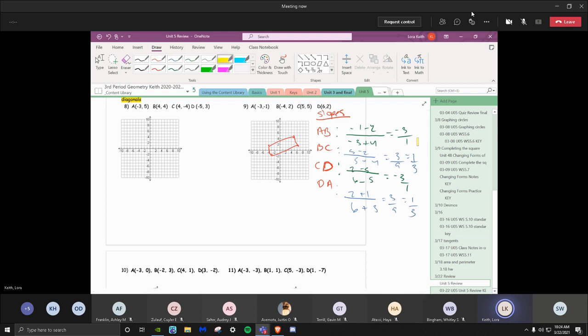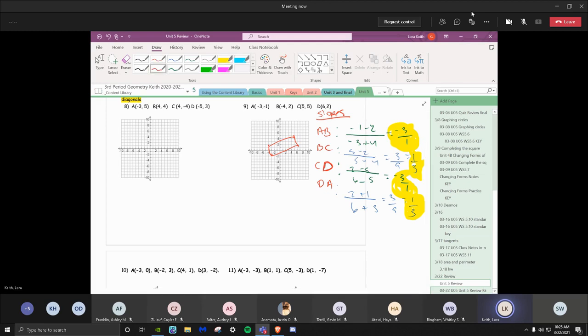Okay, so look at our slope. We have -3 over 1, we have 1 over 3, -3 over 1, and 1 over 3. So sides are parallel. We know that it's a type of parallelogram. But there's also another thing we noticed. So what is the relationship between -3 over 1 and 1 over 3? Are they perpendicular, parallel, or neither?